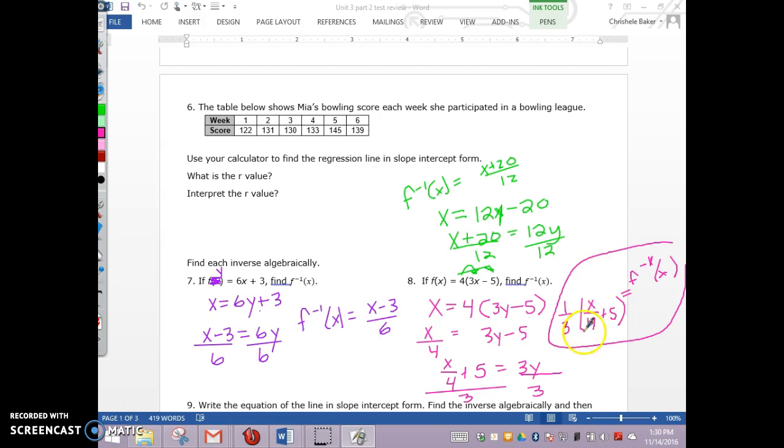These are actually the same exact thing. This and that are the same. They're just written a different way. It doesn't matter how you want to do it. It really doesn't matter.